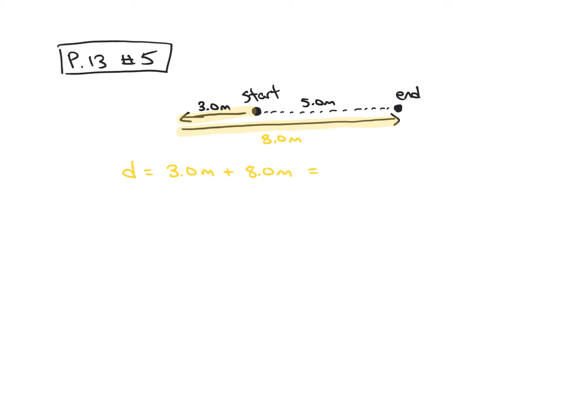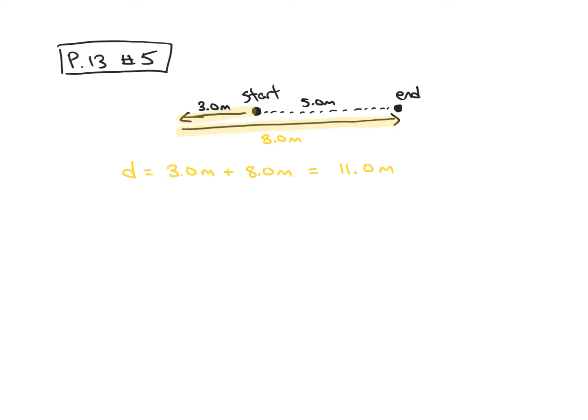So my distance is going to be 3 plus 8, or 11.0 meters. The 0.0 matters. That's important. When we add numbers together, we are limited by the place value. Well, all these numbers go to the tenths place, so my answer should also go to the tenths place.